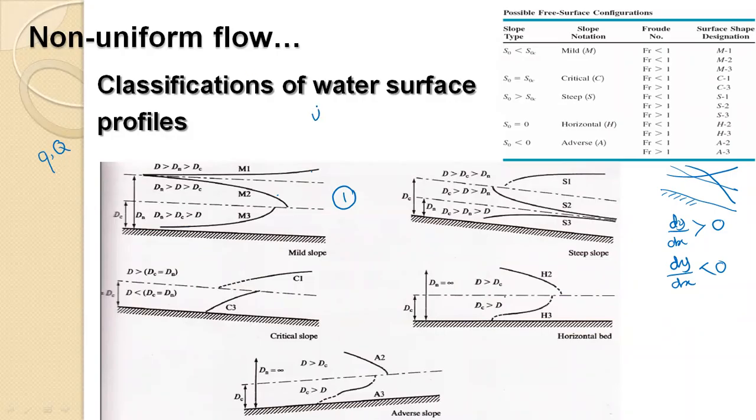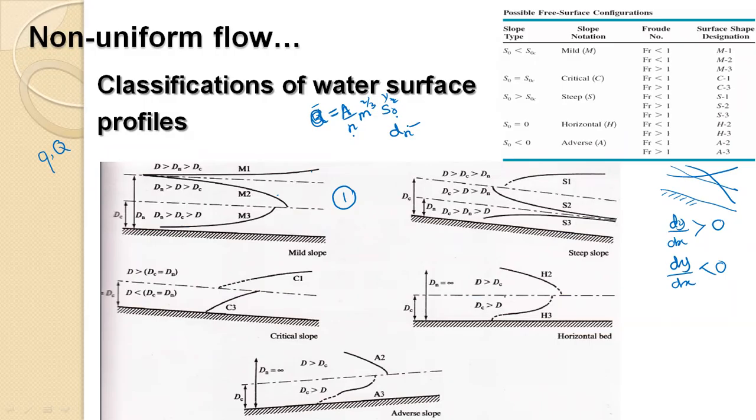Now, if you take Manning's equation, with R to the power of 2 divided by 3, and S0 to the power of half, this is Manning's equation for the discharge. So if you take a particular discharge, and having known the bottom slope and the Manning's coefficient, there would be a particular water depth corresponding to that discharge. And we call that one the normal depth.